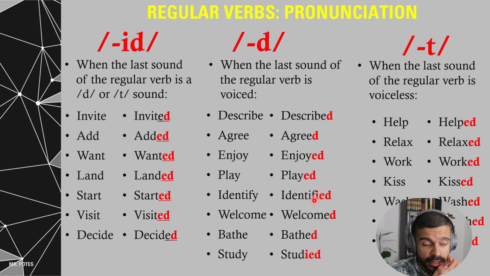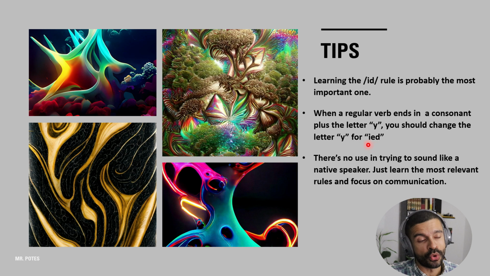This only applies when there is a consonant before the letter Y. If you notice, for example, in play, here we have play and there is a vowel. So when there is a vowel before the Y, there is no problem. We just add ED and that's it. So for study, we have the letter D before Y, and because we have a consonant before, we have to change the letter Y. We change it for IED. This has nothing to do with pronunciation, but rather with writing.